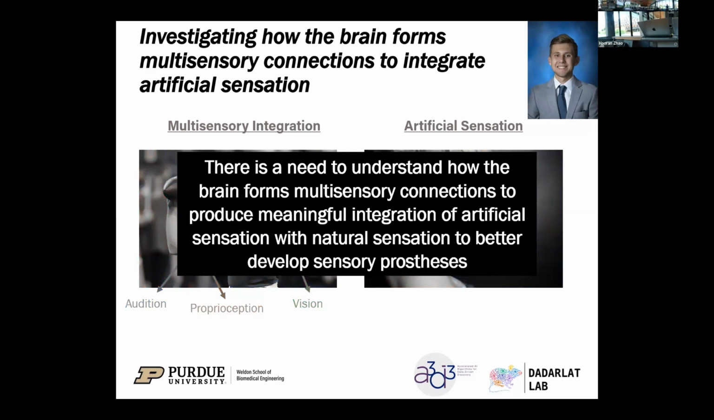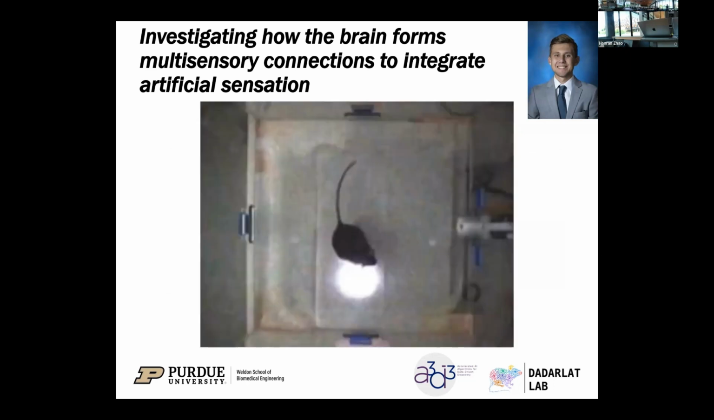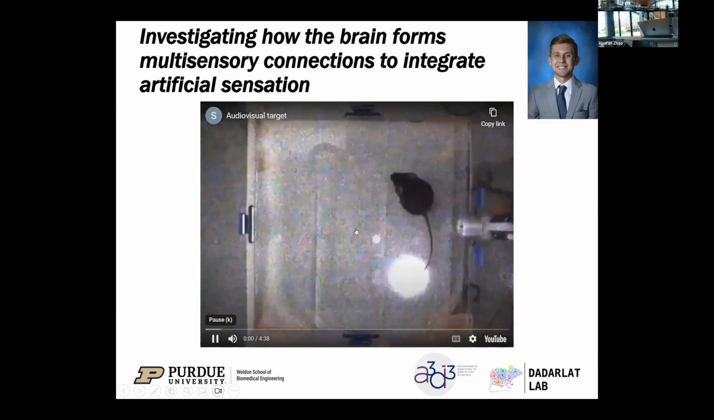So there is some research on this, but there's still really a need to understand how the brain forms these multisensory connections so we can produce a meaningful integration of both artificial sensation and natural sensation. And this will help the development of these sensory prostheses, such as the cochlear implant. And so Sam's doing this really cool thing. Hope this plays. So he's been working really hard on developing this task.